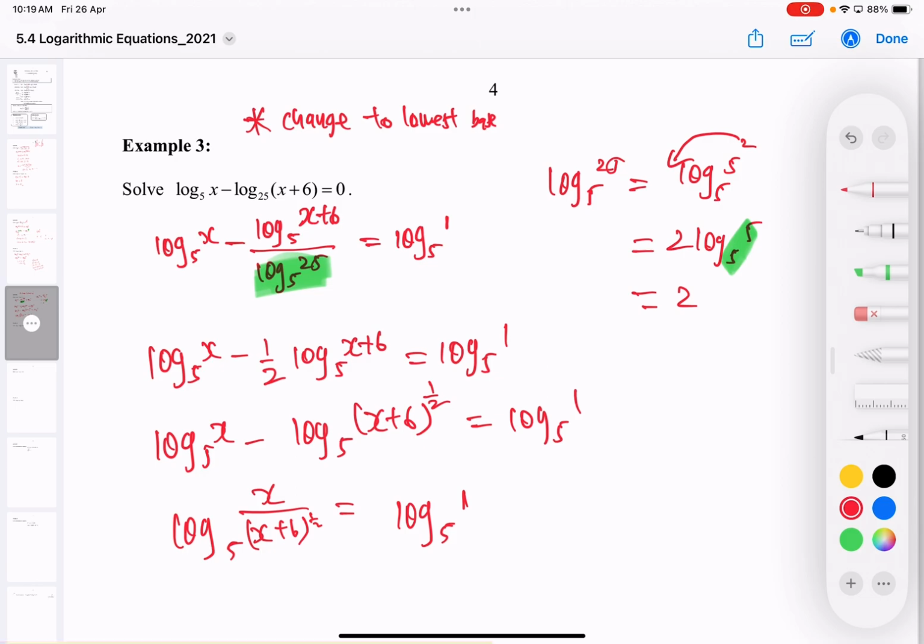Okay, and this one is a 6 marks question. Yeah, it's a 6 marks, but it's not a difficult one. Okay, it's a 6 marks question.